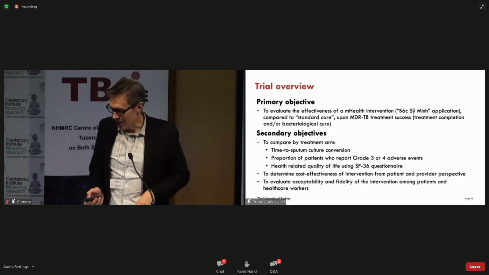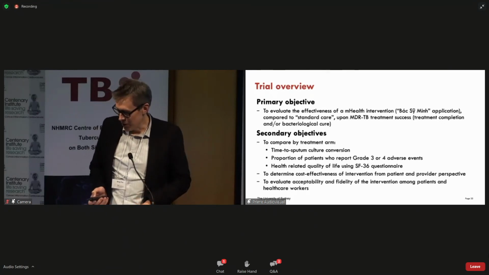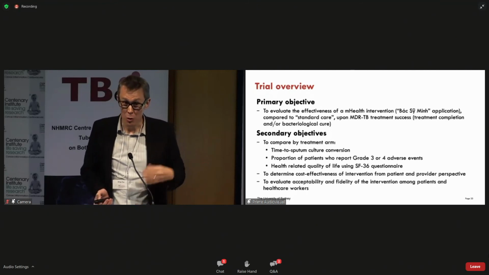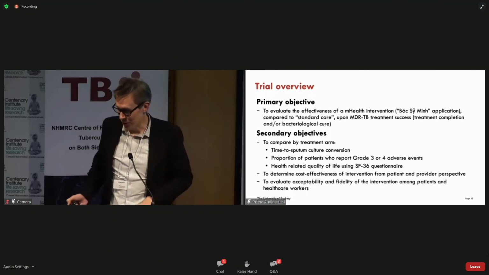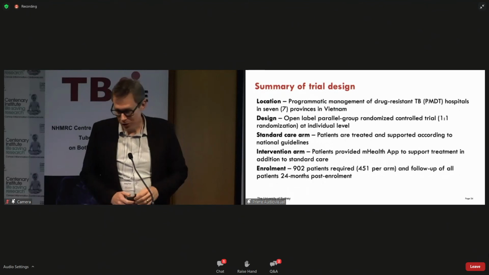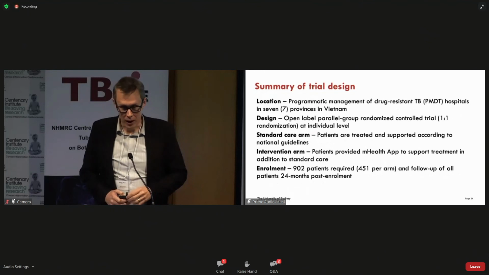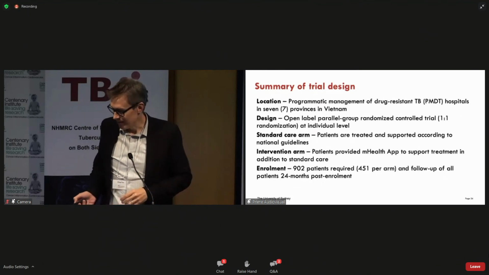And you can see the secondary outcomes there relate to the time to sputum conversion and the proportion who report adverse events. And actually, we want more people to report adverse events. That's actually a good outcome because underreporting is a common problem. So this is being conducted in 7 provinces in Vietnam. It's an open label study, and we're enrolling 902 participants approximately.